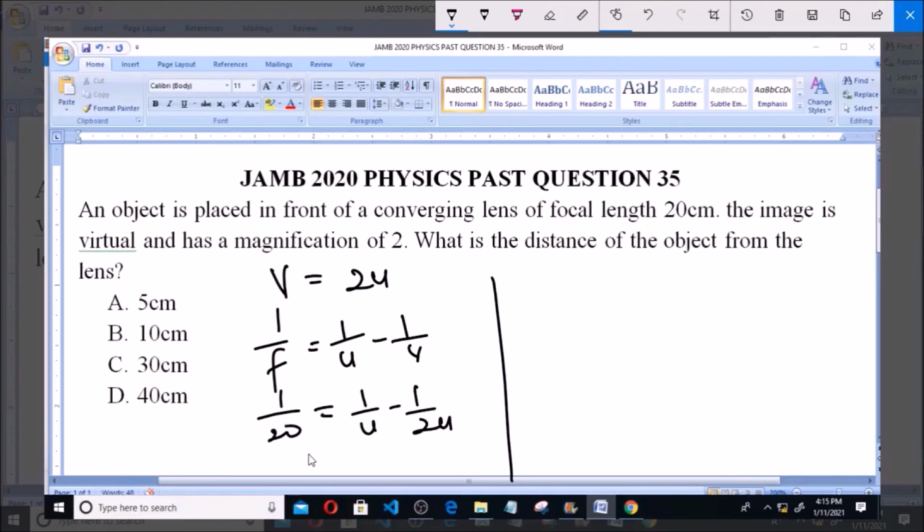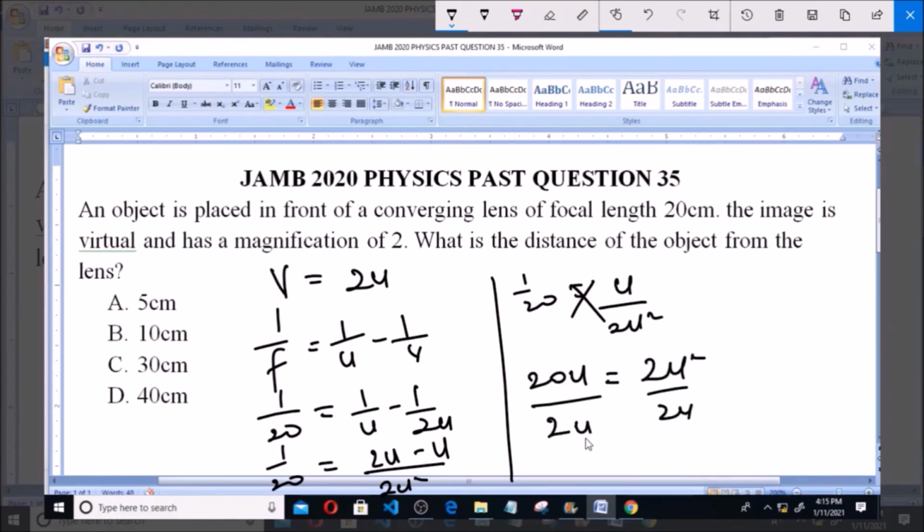Now 1 over 20 is equals to, LCM will be 2u squared. So 1 over 20, u in 2u squared will give us 2u, minus 2u into u squared will give us u. So we have 1 over 20 is equals to u all over 2u squared. Now when you cross multiply, you have 20u is equals to 2u squared. So divide both sides by 2u. 2u here, 1, 2u here will give us 10, 2u here, 1, 2u here will give us u. So u is equals to 10 centimeter.